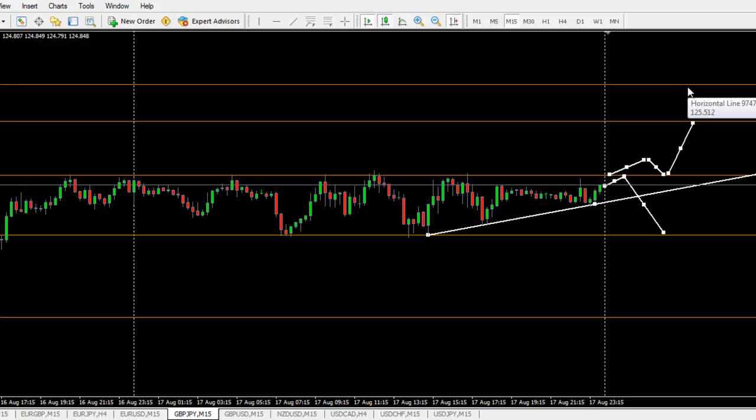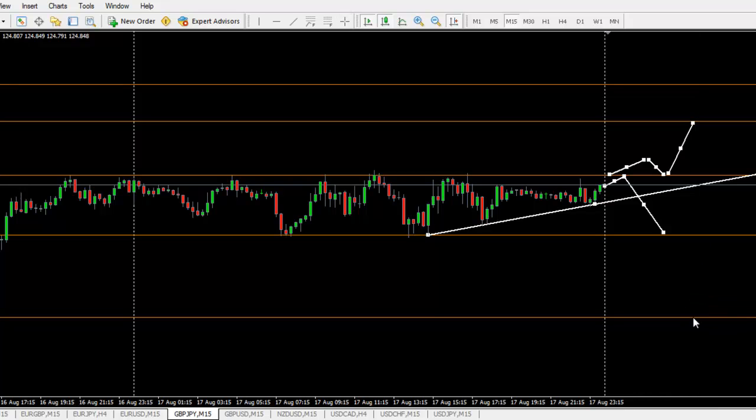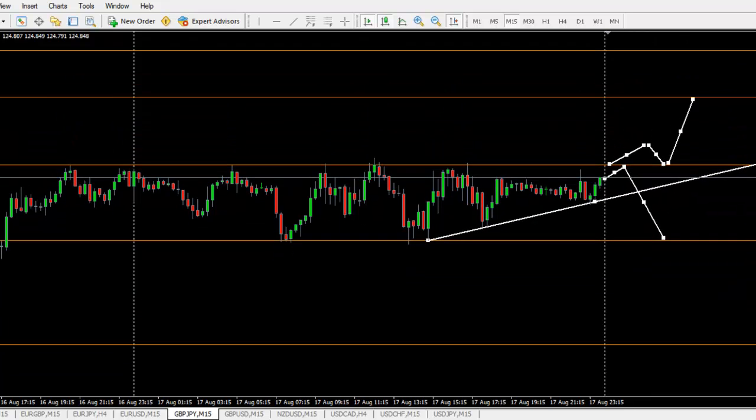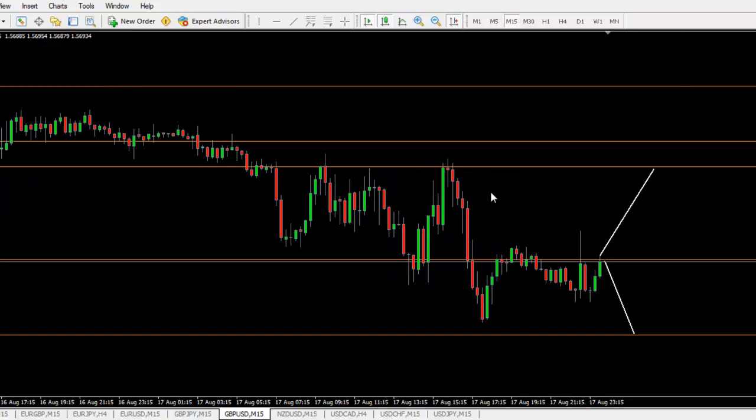We could see a break as high as 125.50, or we could see the market continue to go sideways and stay within this 40 pip range, or we could see a breakdown around 123.97, so right around 124. So that gives us some pretty broad movement to look for. The pound dollar, we could really kind of do anything on this one.